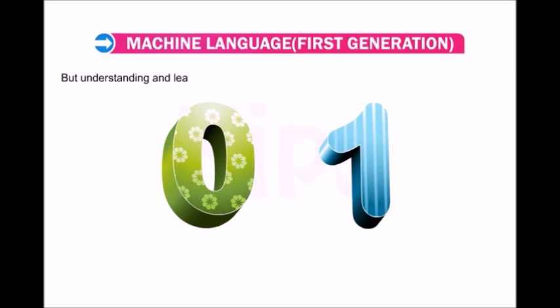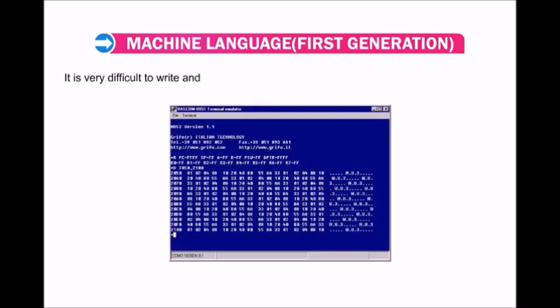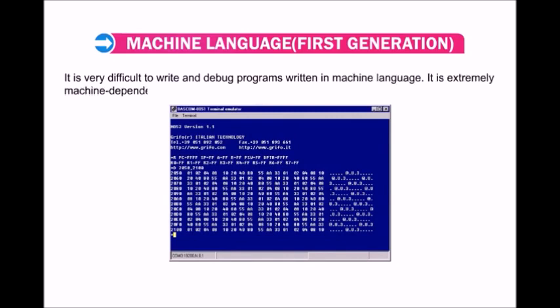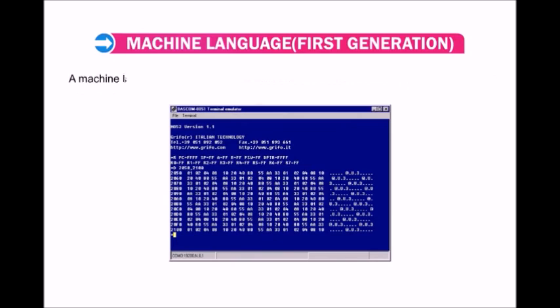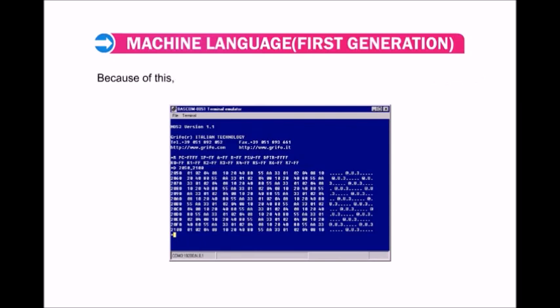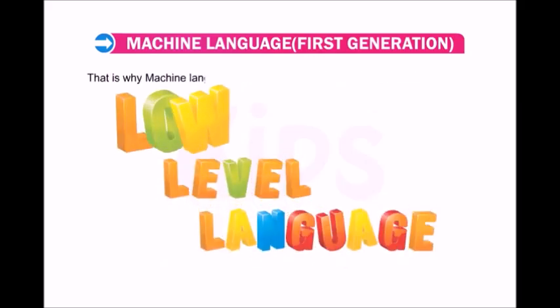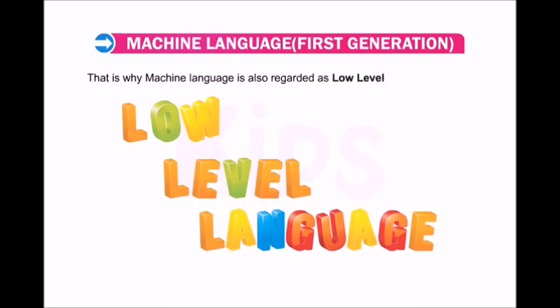Machine language has the advantage of very high speed and very low memory utilization. But understanding and learning machine language is a tough and time-consuming process. It is very difficult to write and debug programs written in machine language. It is extremely machine-dependent. A machine language program written on one computer may or may not run on another computer. Because of this, very few people opt for specialization in machine language. That is why machine language is also regarded as low-level language, that is LLL.